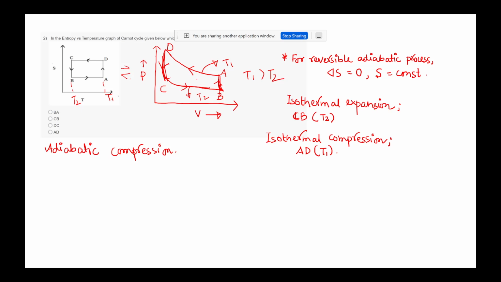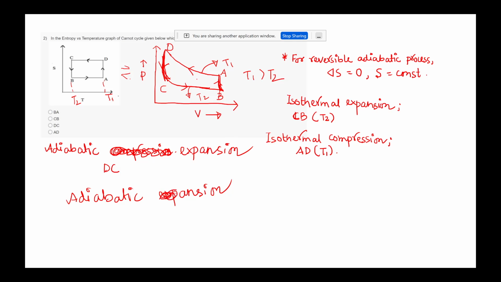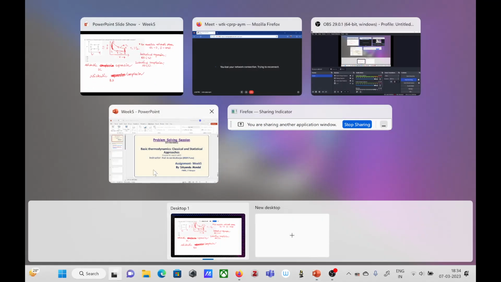Now here in this process V is increasing, so this will be DC, an adiabatic expansion, because V is increasing. And this will be adiabatic compression. This is BA. What was the question?